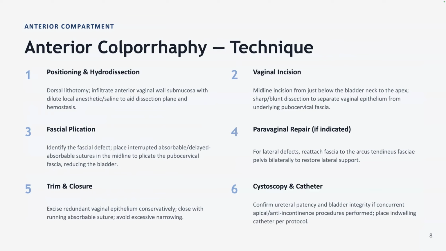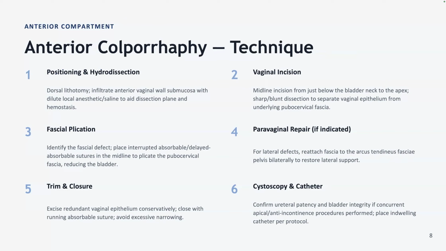Positioning is very, very important. Infiltration, if you want to do it, otherwise it can be omitted. The incision is a midline incision below the bladder neck to the apex, and blunt dissection separates the vaginal epithelium from the underlying pubocervical fascia.